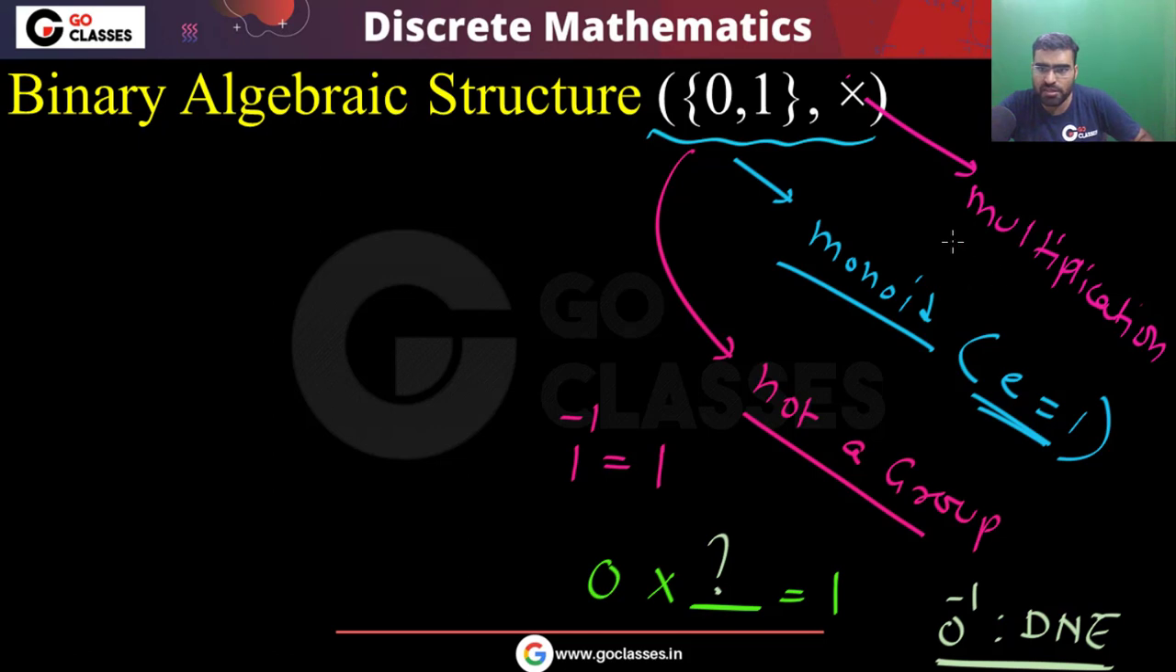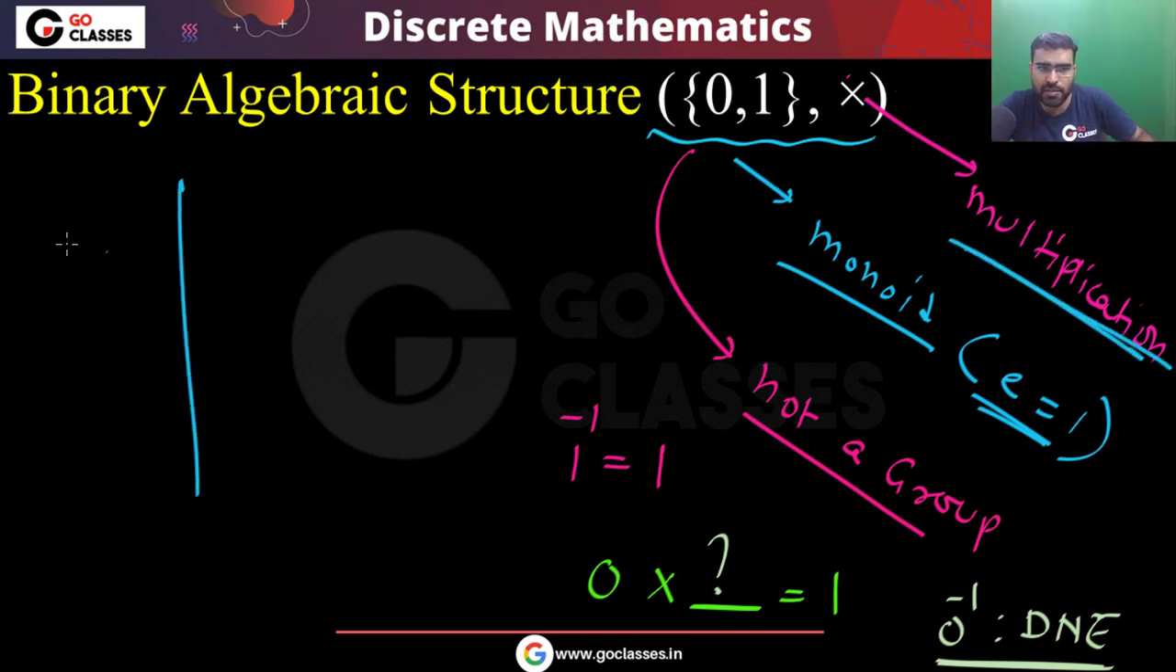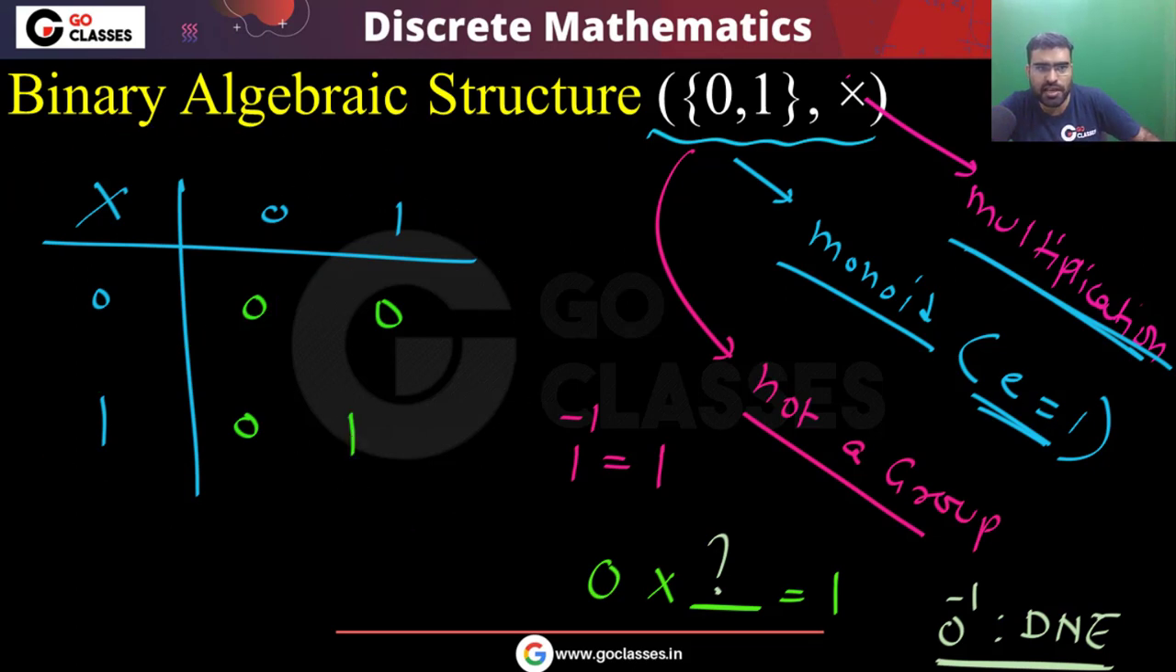But this binary operation, this multiplication structure, also can be represented using a Cayley table. You can create the Cayley table very easily. 0, 1, 0, 1. Very simple. 0 multiplied by 0, 0. 0 multiplied by 1, 0. 1 multiplied by 0, 0. And 1 multiplied by 1, that is 1. So finally, this is the Cayley table representation for this structure.